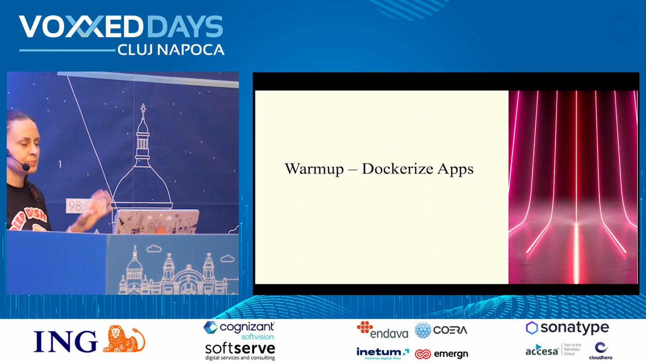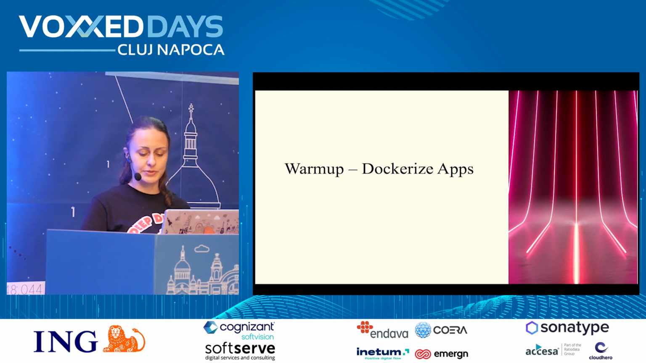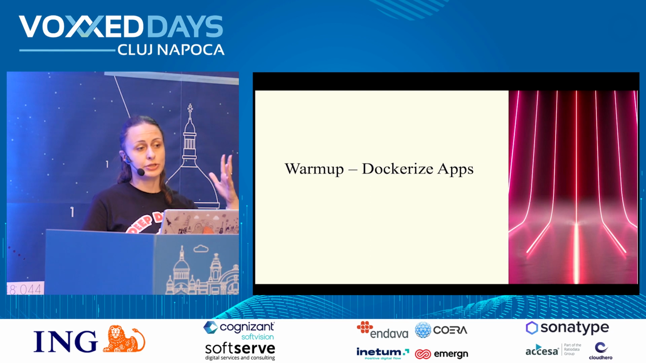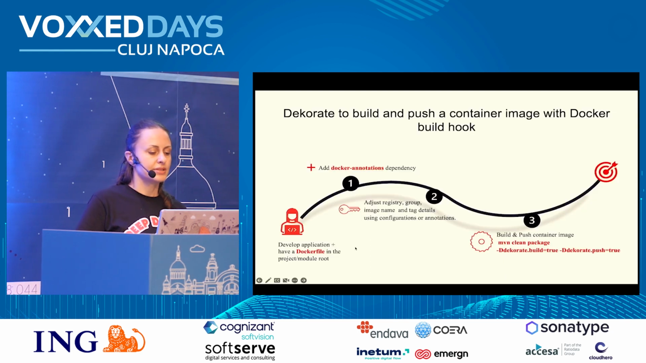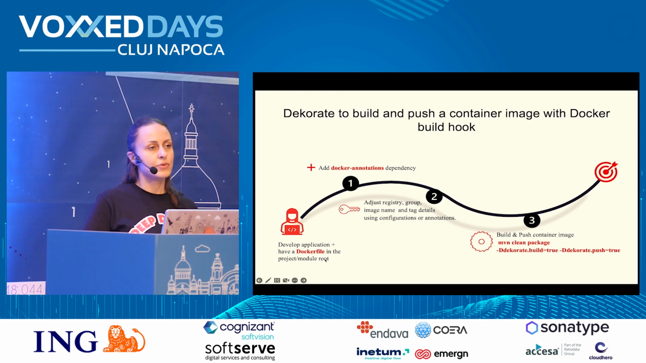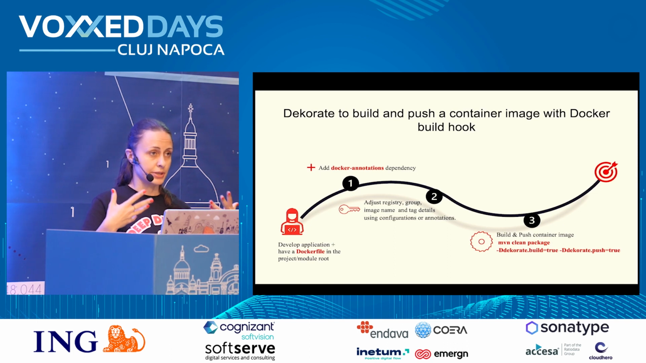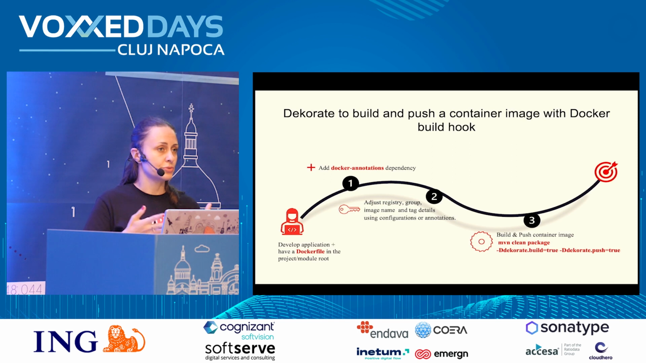Just to warm you up, this part will not be demoed, but just to know how it happened, the part with Dockerizing the apps. So what do you need in order to Dockerize an application with Dekorate build hook? First of all, develop an application and have a Docker file in project module root. You can also specify a path to your Docker file when you're using the Docker build hook. But if you just want to go the easy way, have that at the project module root, and it will work automatically.